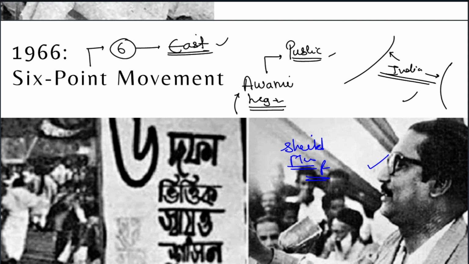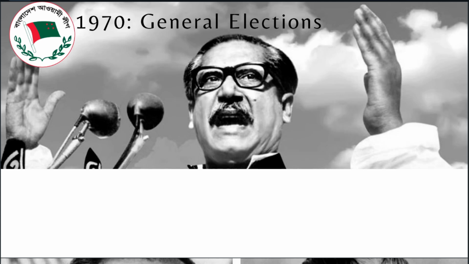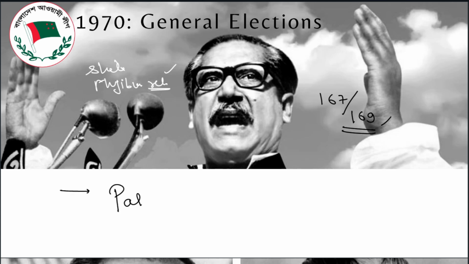Alright, now let us see further what happens. In 1970, there came a turning point, the general elections. Very naturally, the leader, Sheikh Mujibur Rahman, won the elections. So the Awami League saw a victory in the general elections of 1970, which comprised West Pakistan and East Pakistan. It secured 167 out of 169 seats in East Pakistan. So that gave the party a majority in the National Assembly of Pakistan, of the whole Pakistan. We are talking West plus East.